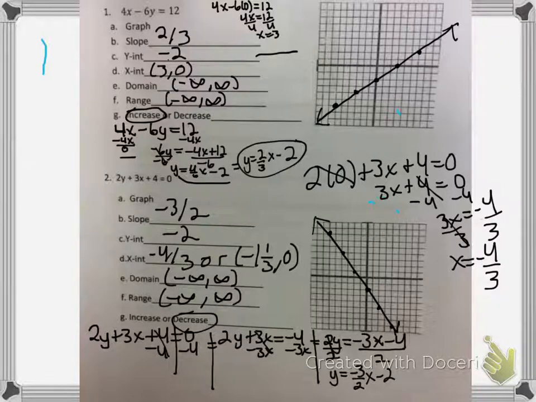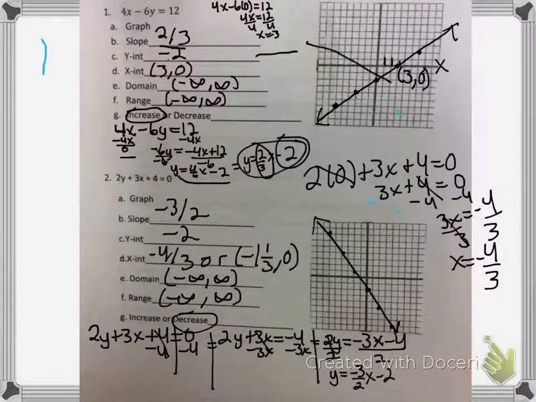I'll graph it. I start off at negative 2. I go up 2 over 3, up 2 over 3, down 2 over 3, down 2 over 3. I make my line here. My slope is 2/3. Y-intercept is negative 2. My x-intercept, one way is you can look at the graph after you've graphed it and see where it crosses your x-axis. And we notice that it crosses at 3: 1, 2, 3. So 3, 0 will be my x-intercept.